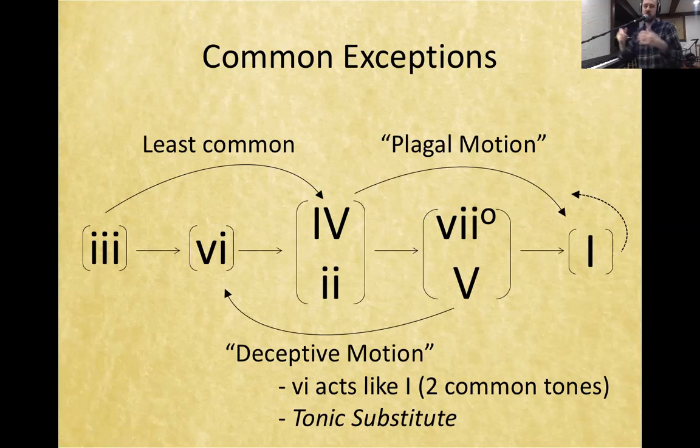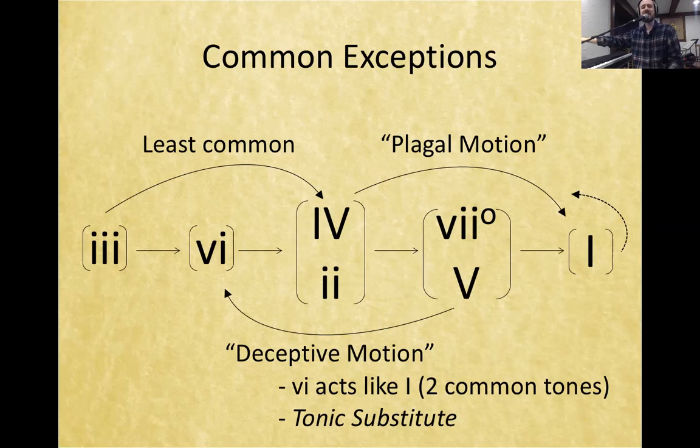So we have this immensely diverse and wide palette of options in front of us now once we add in just these 3 common exceptions. Deceptive motion is by far the most important. Plagal motion, really critical. The ability to not use a dominant chord but still get to 1, really important. And then 3 to 4 can be really helpful as well.